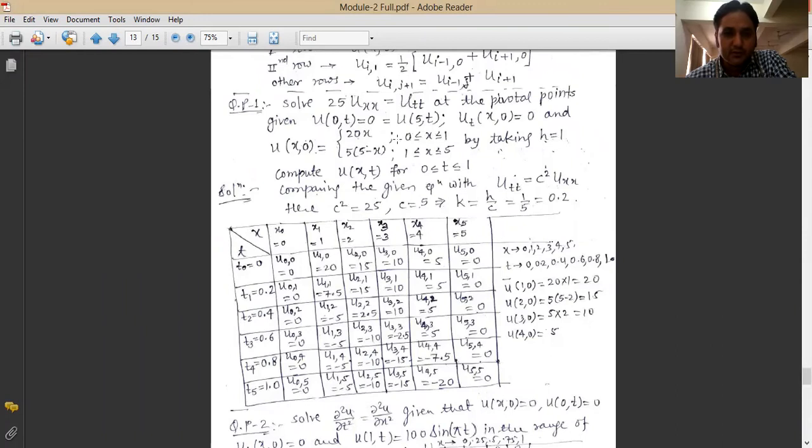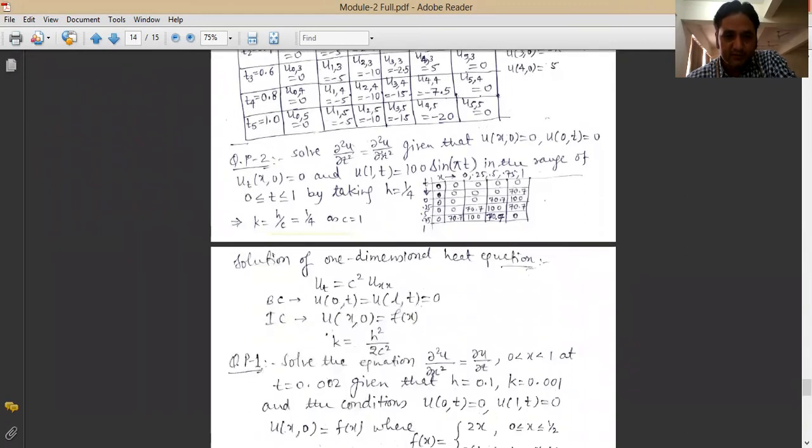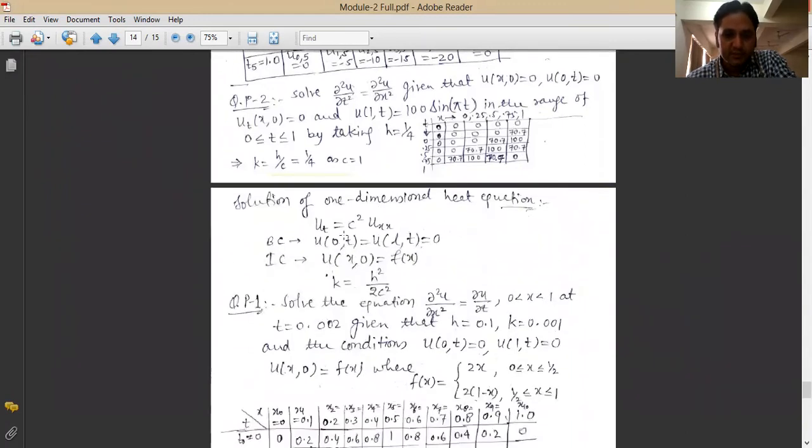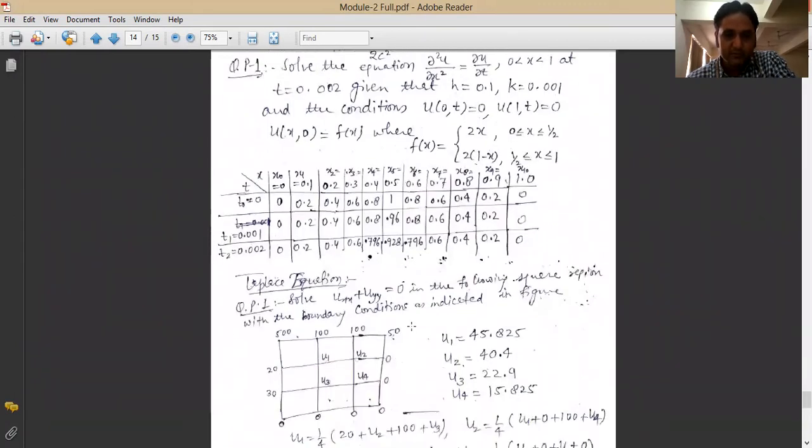This is for the wave equation, and that's for the wave equation. And a heat equation problem is given here. I think one problem from the heat equation. Right. So you can consider solving these.